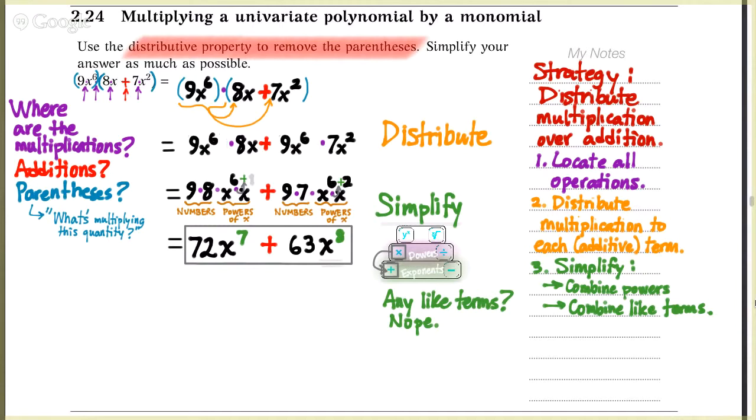Getting in the end, 7 powers of x in the first term because we multiplied 6 and 1, and also 8 powers of x in the second term because we multiplied 6 powers of x and 2 powers of x. And our final expression has two unlike terms in it, 72x to the 7th and 63x to the 8th. Because they're unlike, it means we can't make the final expression that we have here any simpler, and so we're done.